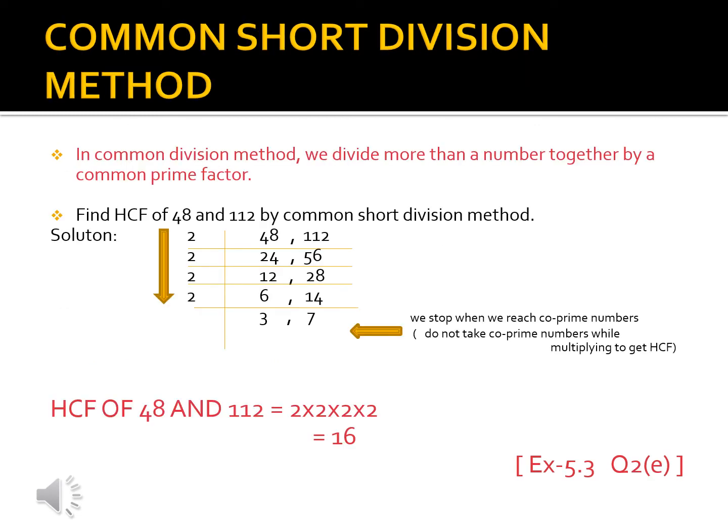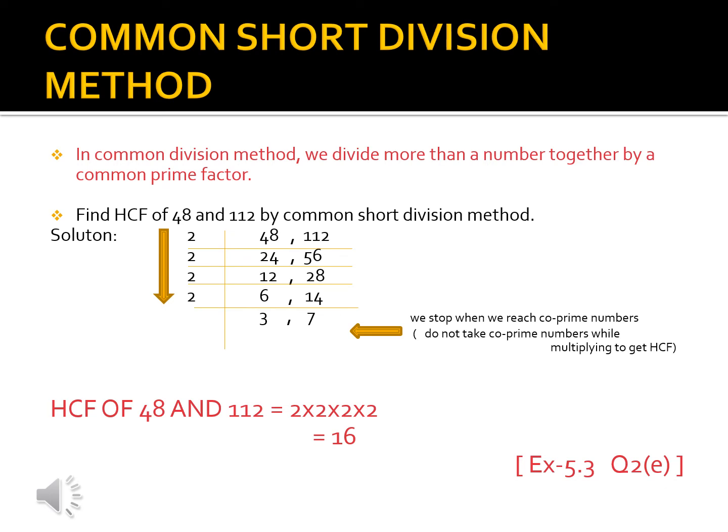Next is the common short division method for finding HCF. What do we do in the common short division method? We divide more than one number together by a common prime factor, which means that we divide both the numbers together by a common prime factor, right? For example, find HCF of 48 and 112 by common short division method.